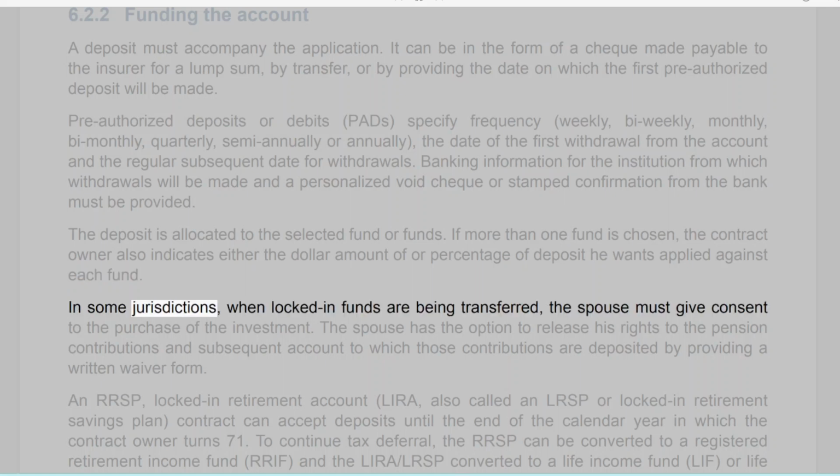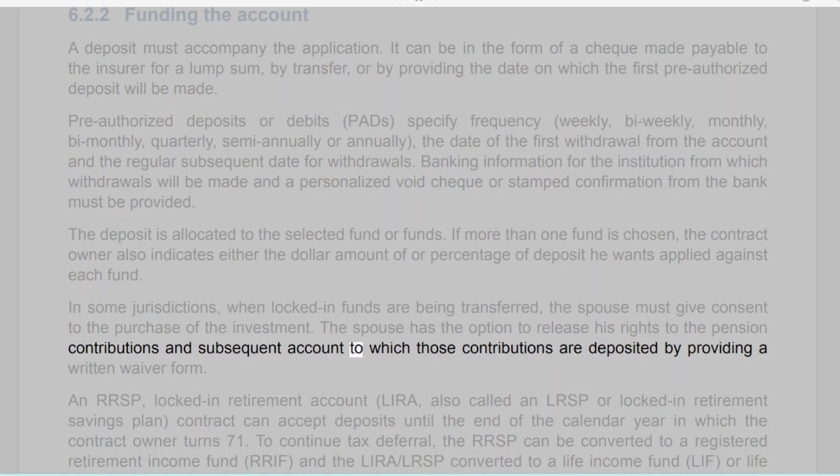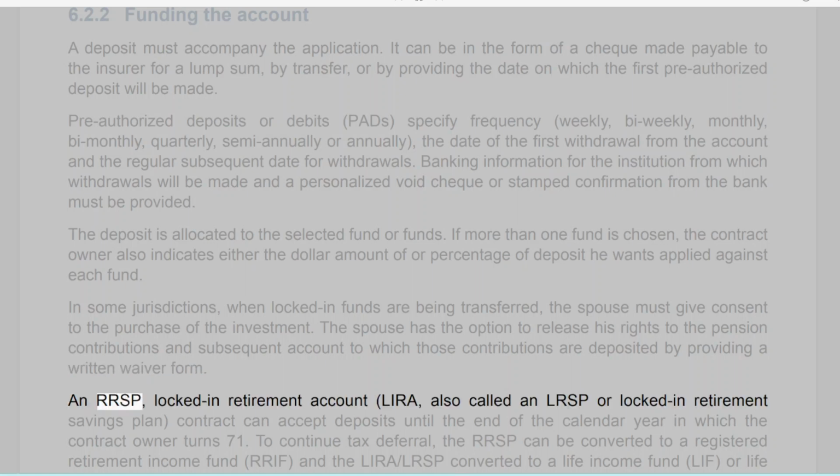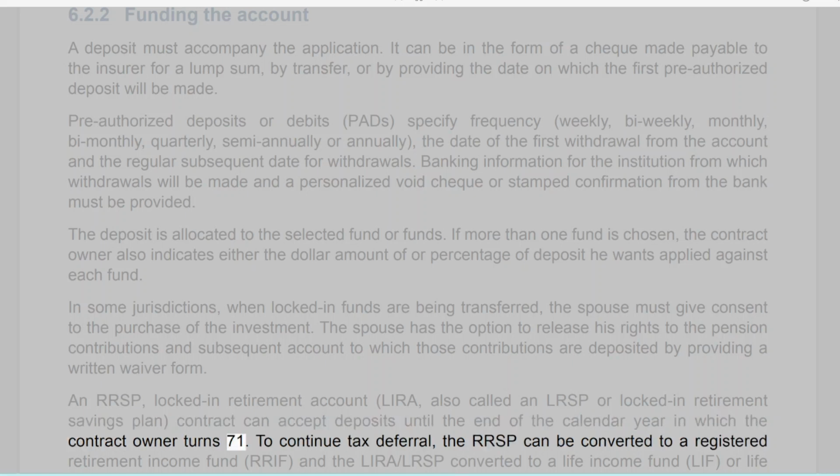In some jurisdictions, when locked-in funds are being transferred, the spouse must give consent to the purchase of the investment. The spouse has the option to release his rights to the pension contributions and subsequent account to which those contributions are deposited by providing a written waiver form. An RRSP, Locked-in Retirement Account, LIRA, also called an LRSP or Locked-in Retirement Savings Plan, contract can accept deposits until the end of the calendar year in which the contract owner turns 71.